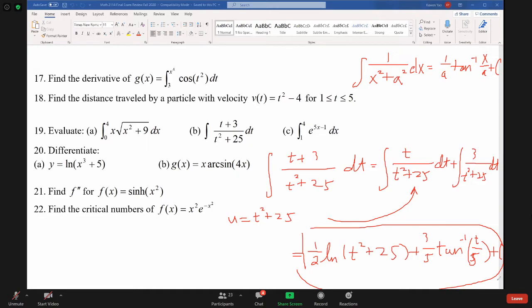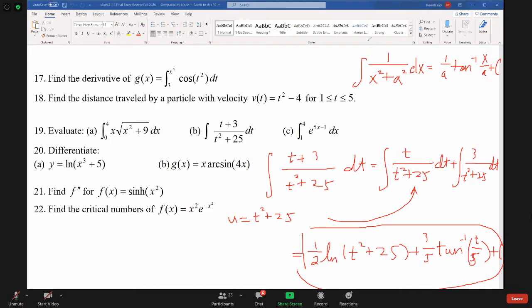So you have to split into 2 parts. First part, use the substitution method. And second part, use this inverse tangent formula, right? The answer is 1/2 ln t squared plus 25 plus 3/5 inverse tan of t over 5 plus c. Please copy this down, because you have to show your work, right? So this is the final answer.